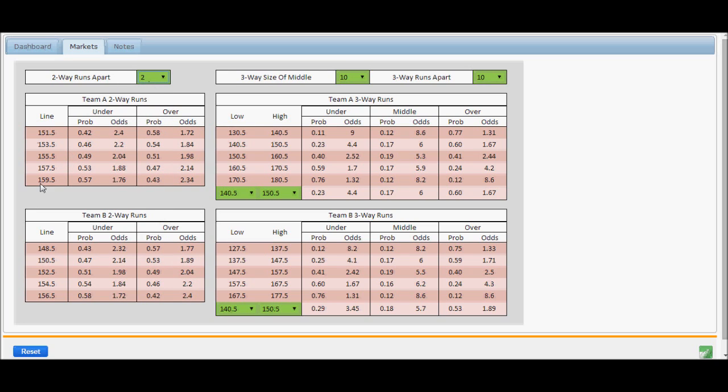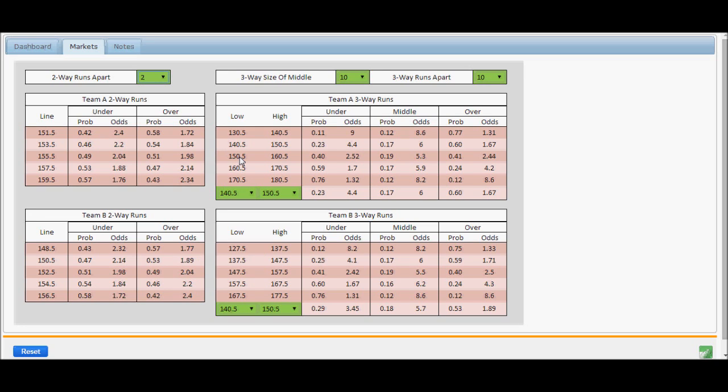So that's pretty much it with the 2-way runs. You can also have a look at the 3-way. So here there's 2 numbers that define a market now. So here you've got under 150.5, over 160.5, and somewhere in the middle. I use halves for everything here just so there's no confusion.